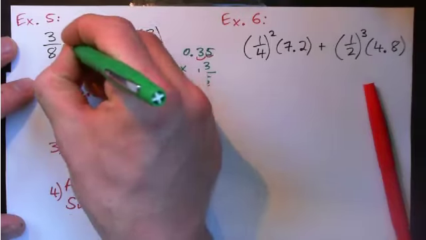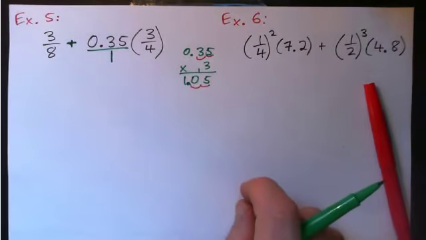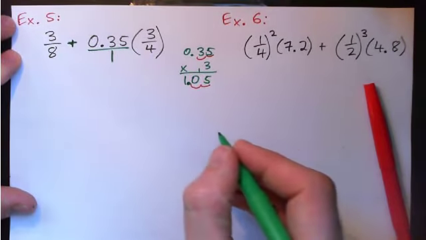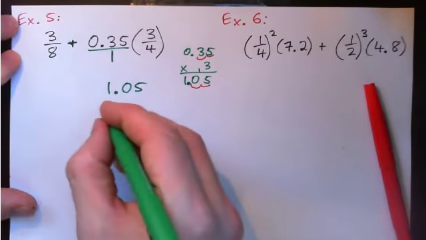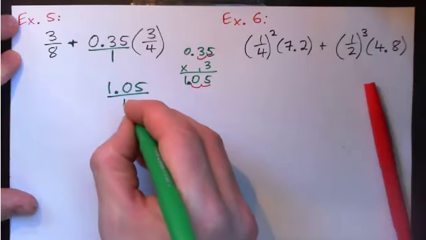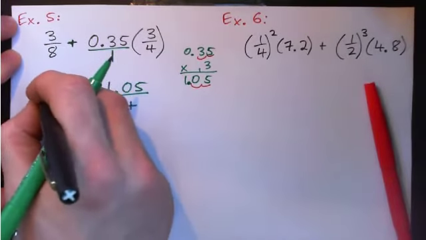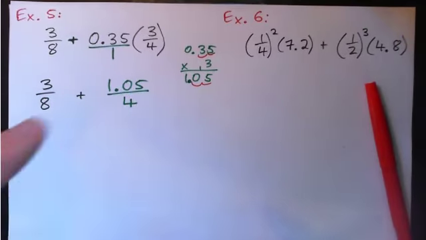Oh, by the way, of course, thinking about PEMDAS, we can't add to begin with, can we? We have to multiply first and then add, right? So in any case, 0.35 times 3 becomes 1.05, and on the bottom I have 1 times 4, which is 4. Okay. And then of course I have 3/8. So I have 3 over 8 plus 1.05 over 4.